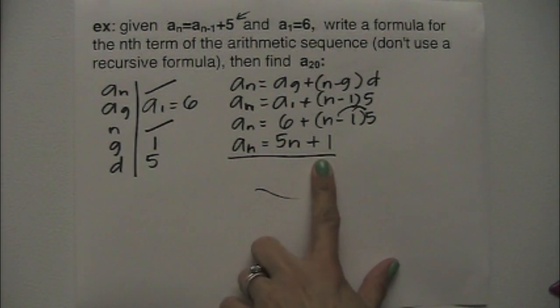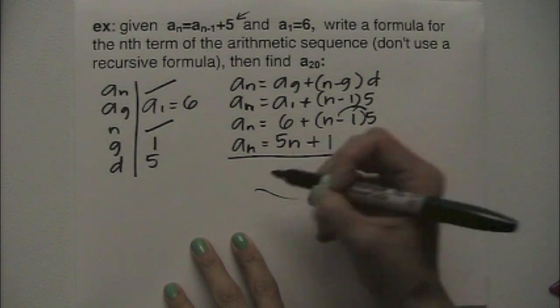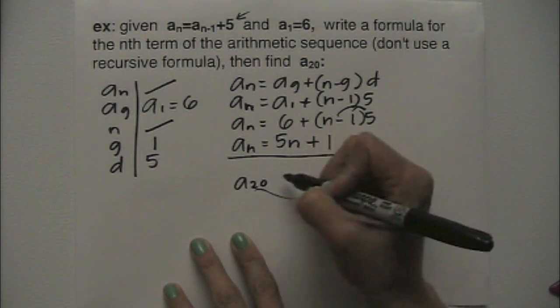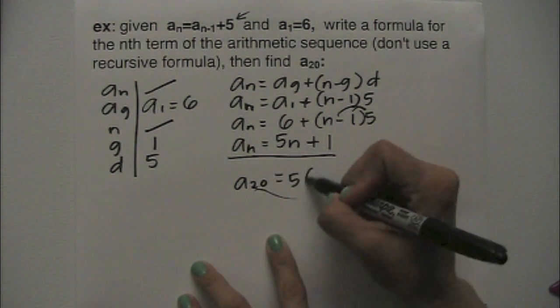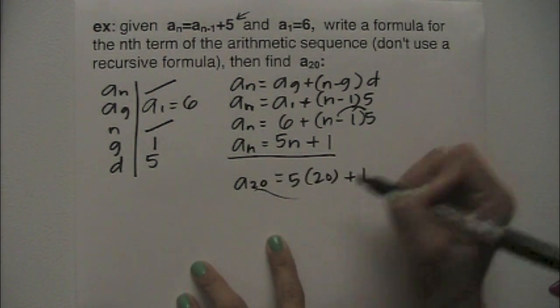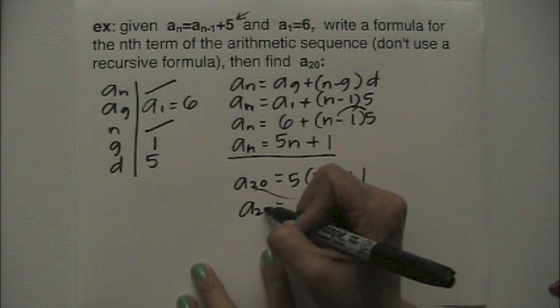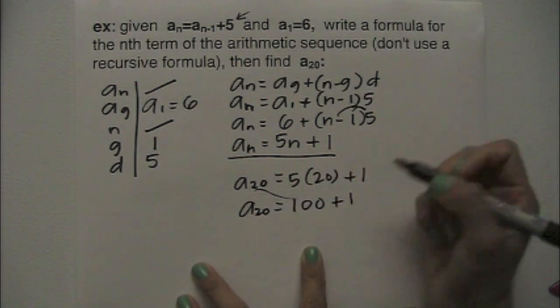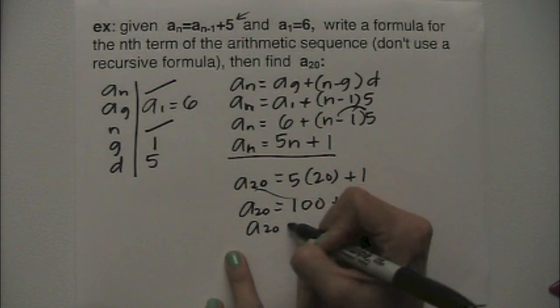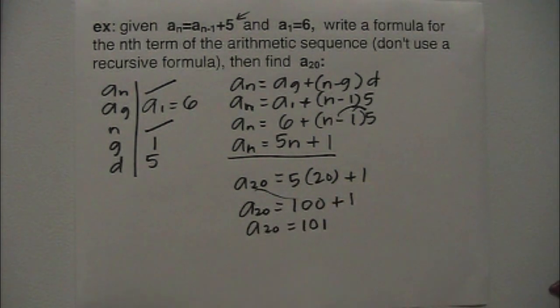And then now that we have that, we're going to use it to find a sub 20. So a sub 20, and it's really convenient. You're just going to plug in 20 for n. So a sub 20 is 101.